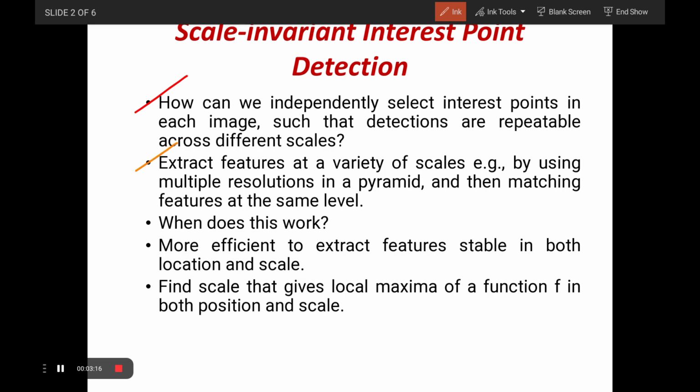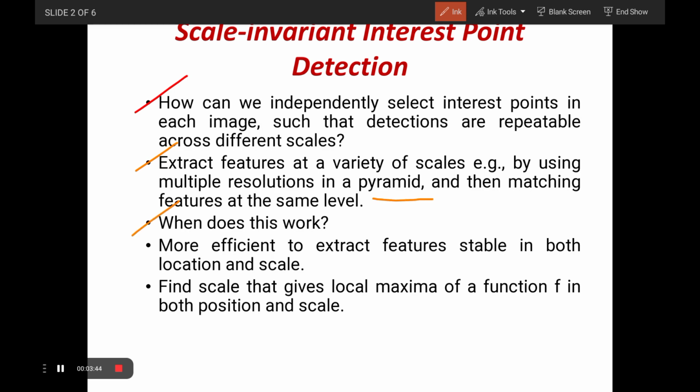Features at a variety of scales. That means if you want to identify independent features or points in two different images, here two different images means one image is taken as a normal image and the second one is the same image zoomed. Based on that, you have to identify some common features or interesting points. At that time, the image pyramid is one of the best methods.